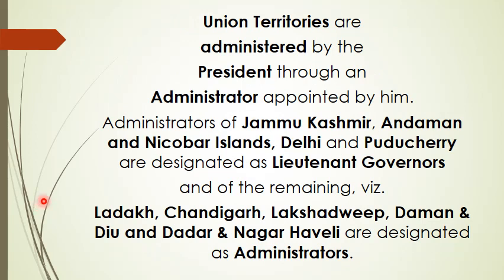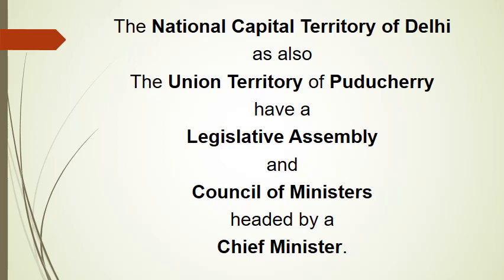The Union territories are administered by the President through an administrator appointed by him. Administrators of Jammu and Kashmir, Andaman and Nicobar Islands, Delhi and Puducherry are designated as Lieutenant Governors, and of the remaining, Ladakh, Chandigarh, Lakshadweep, Daman and Diu and Dadra and Nagar Haveli, are designated as Administrators. The National Capital Territory of Delhi, as also the Union Territory of Puducherry, have a legislative assembly and a council of ministers headed by a Chief Minister.